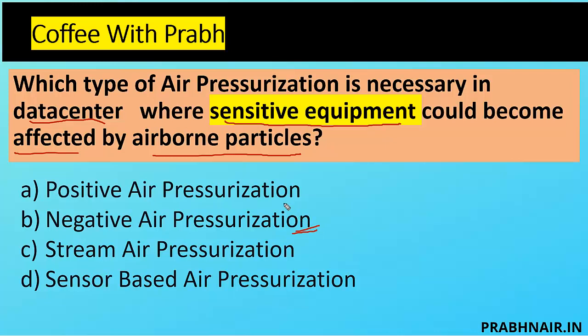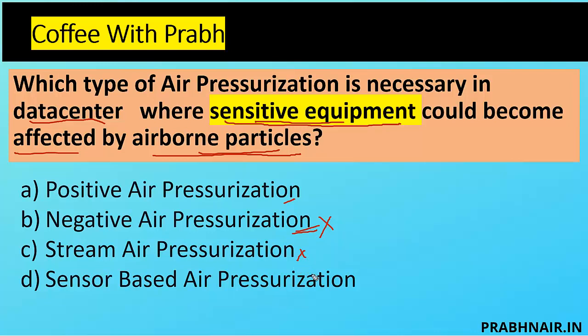And when you're talking about the positive air pressurization, it is basically where the air tries to escape through the doors or other opening area. I repeat again, positive air pressurization is the one where the air tries to escape through the door or other opening area. So in the data center, any question talking about pressurization, remember the answer is positive air pressurization. HVAC basically releases the air, and the air comes out or escapes through the doors and other opening areas. So if in a data center we're talking about sensitive equipment and you want to protect against airborne particles, we never use negative air pressurization.